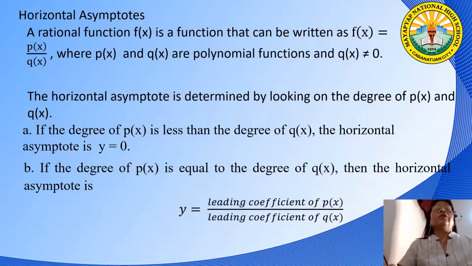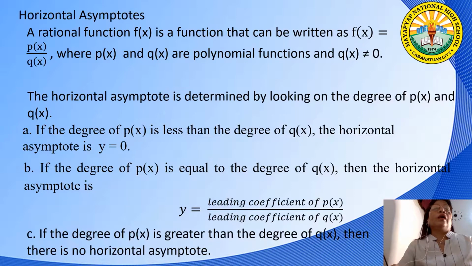So, you are going to identify the leading coefficient of the numerator, or the p of x, and the leading coefficient of the denominator, or the q of x. Then, for the other case, if the degree of p of x is greater than the degree of q of x, then there is no horizontal asymptote.